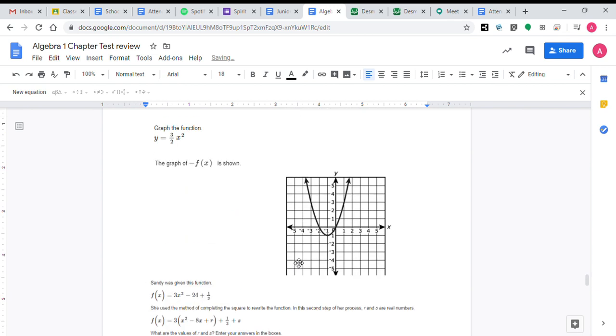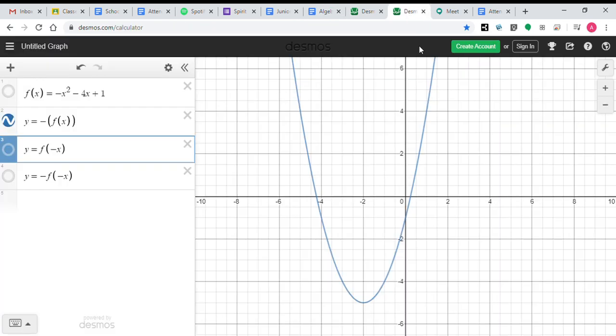And then the last one here is, honestly, I would say the hardest one, because I probably have a lot of kids that couldn't figure this one out, especially even Algebra 2 or Calc kids. This is the graph of negative f of x. This is a really high-level question.